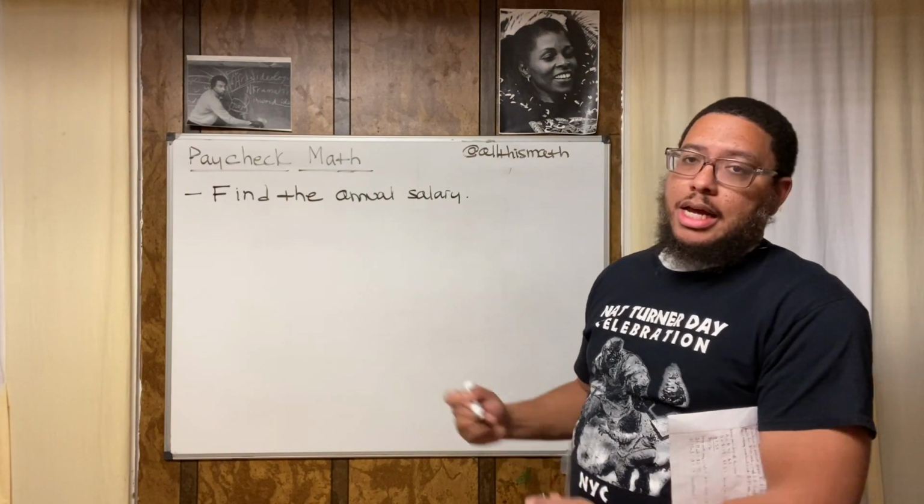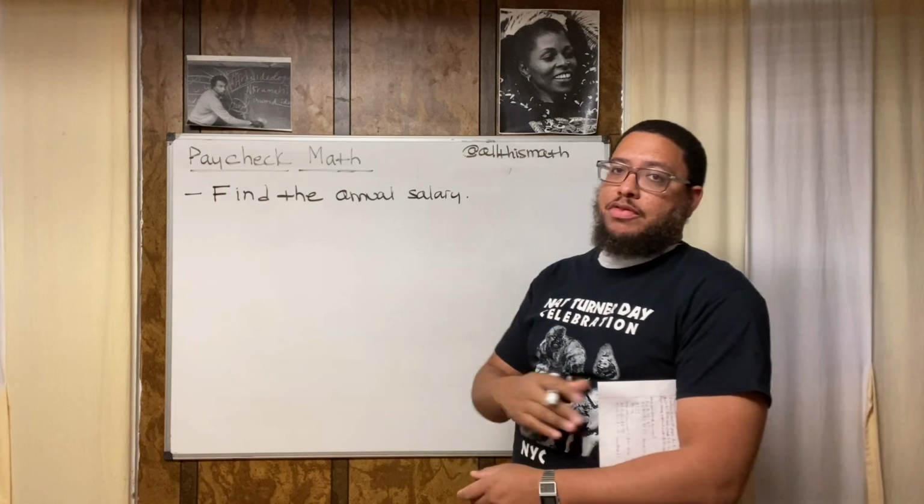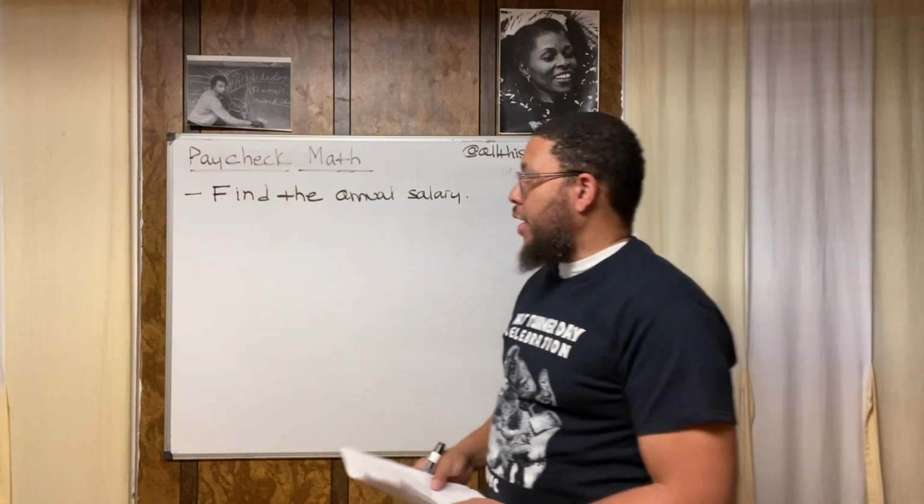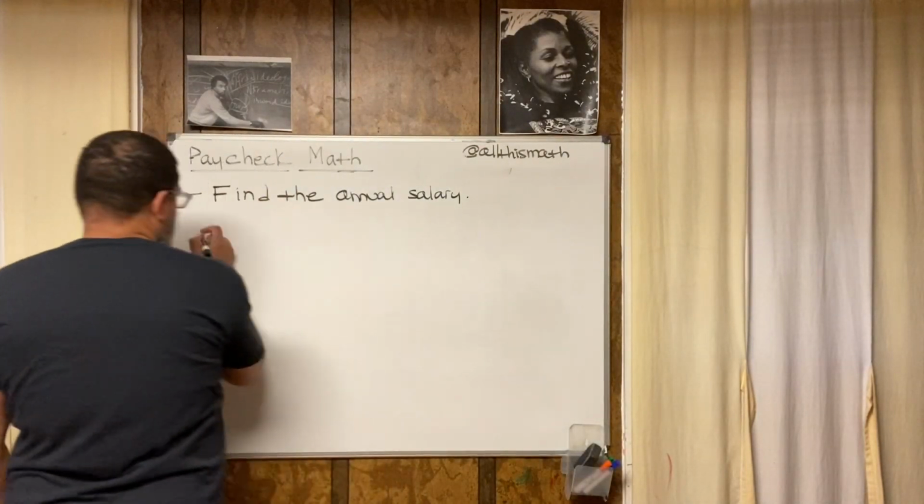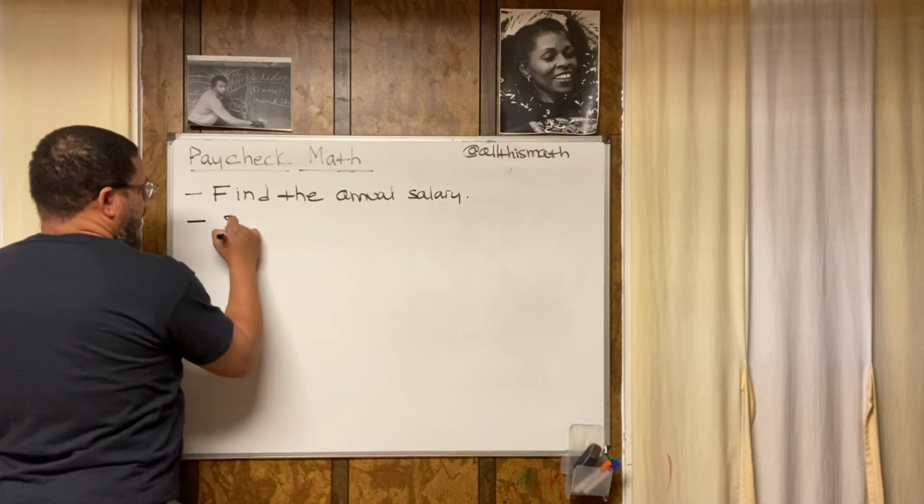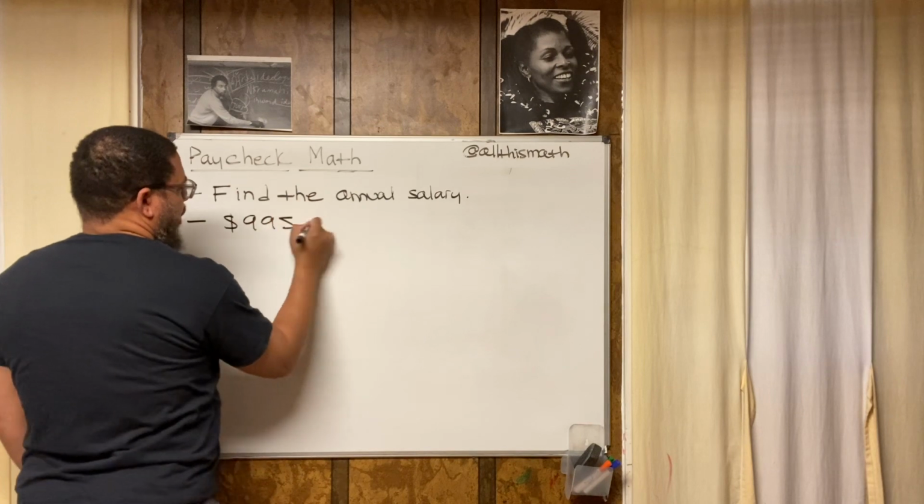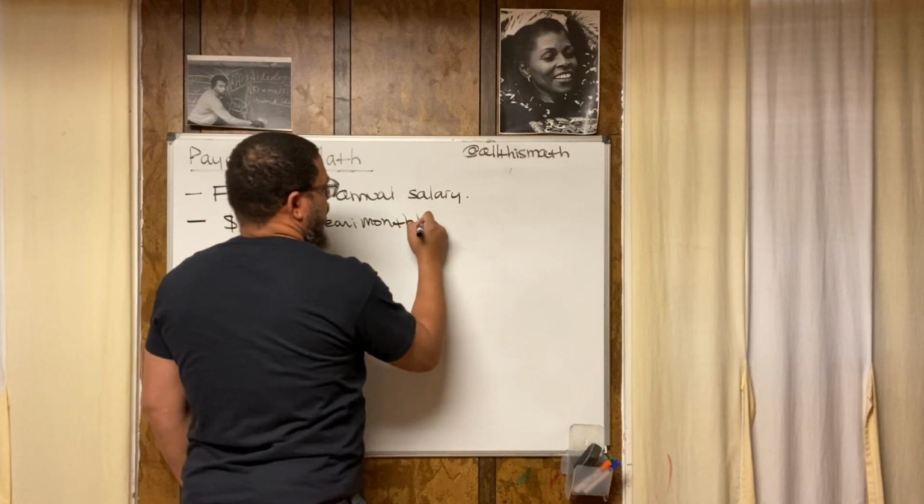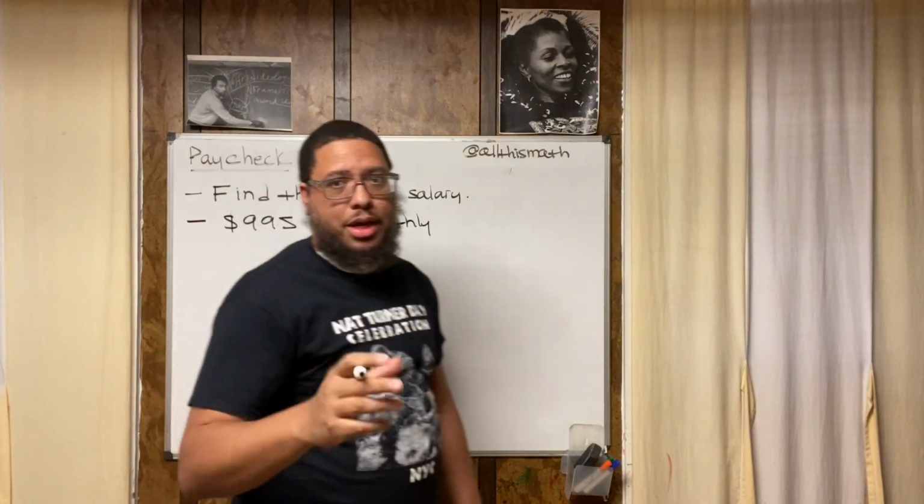That's not necessarily true, because every month doesn't have exactly 4 weeks. Actually, most months don't have exactly 4 weeks, right? So let me first write this information down, because you should write down on your paper that the person gets paid $995 semi-monthly, right? So that means they're getting paid twice a month.